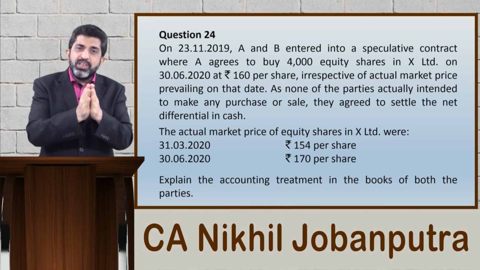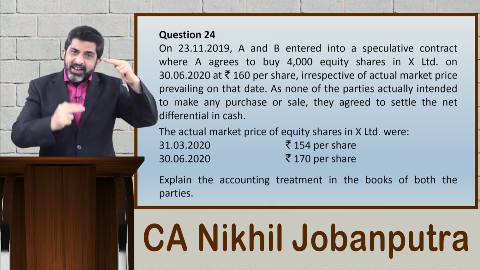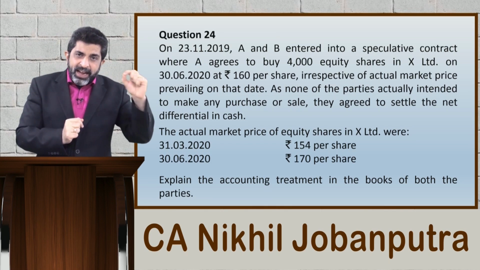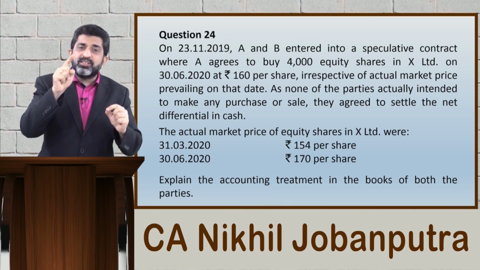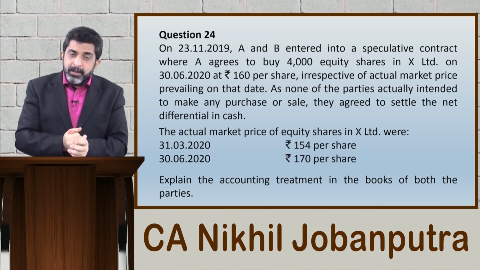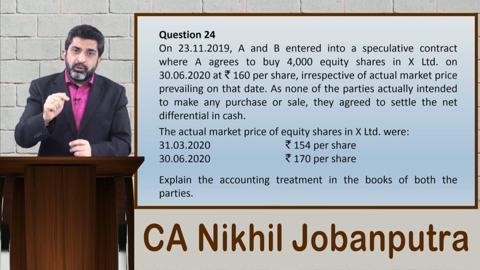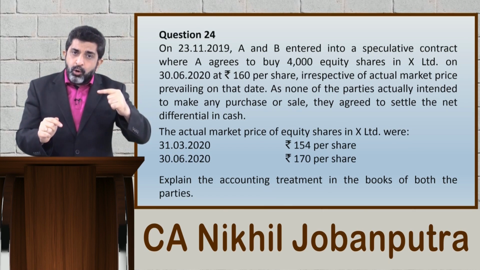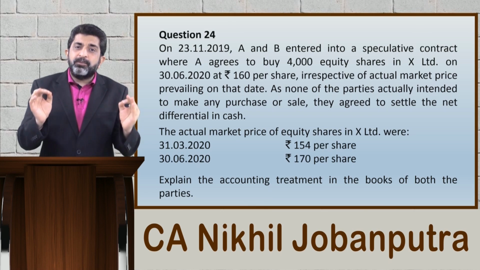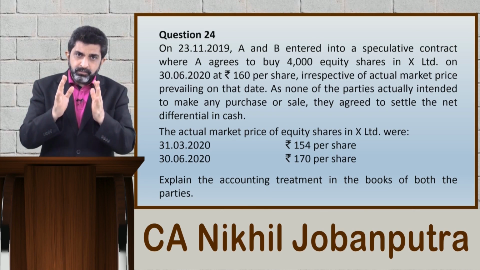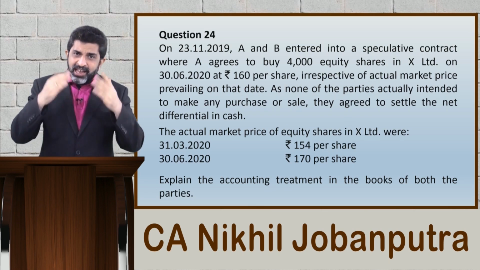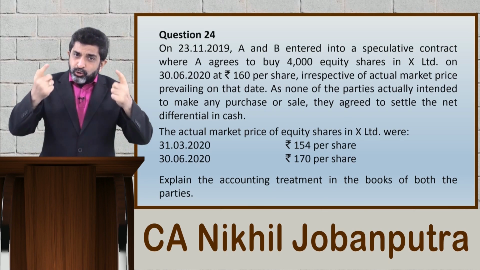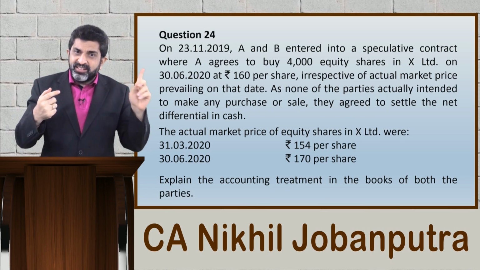Now, let us move to the other date. Between trade date and settlement date, you find there is a reporting date, that is 31st March 2020. On 31st March 2020, the market price of this share has fallen down to rupees 154 per share. Now, what happens? I am A, you are B. I have agreed to buy at what price? 160.